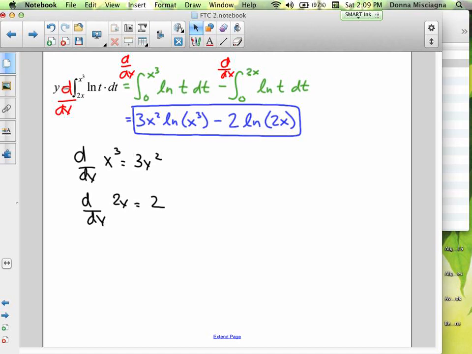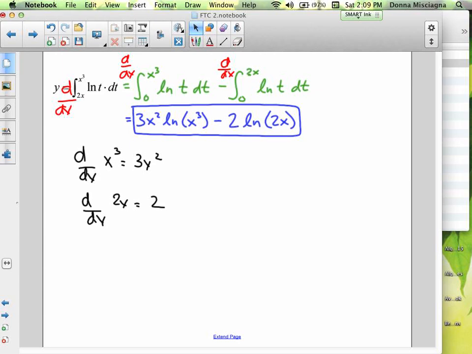Notice that our limits don't match. Sorry, we don't have a constant here. Notice that we have a 2x and not a constant. So we do have to split that. Make this one x cubed. The lower one will be 0, and then make the upper limit 2x and the lower limit 0. Or excuse me, they've done 2 steps at once.